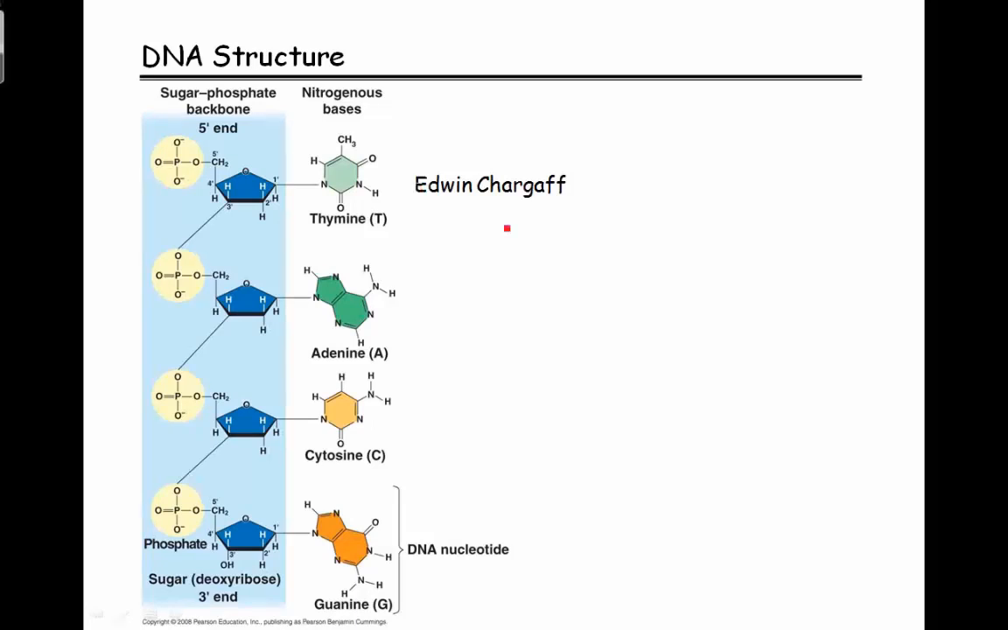What he found was that no matter what organism he looked at, the percent of the A was always equal to the percent of T, no matter what. And the percentage of C was always equal to the percentage of G. Now, he didn't know exactly why these rules worked the way that they did, but it did always come out like this.